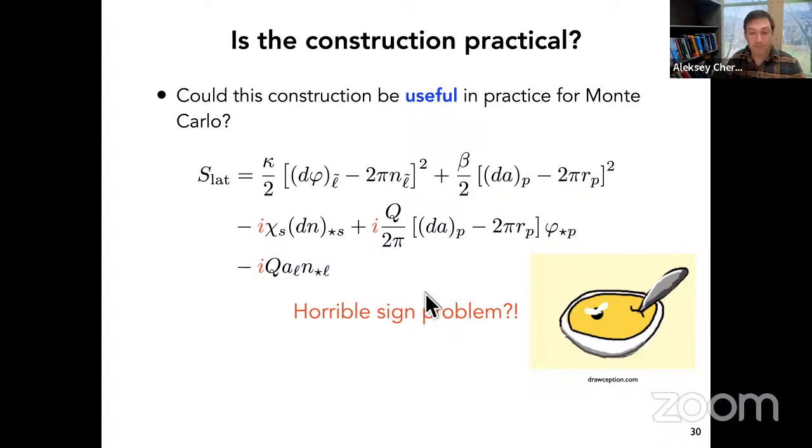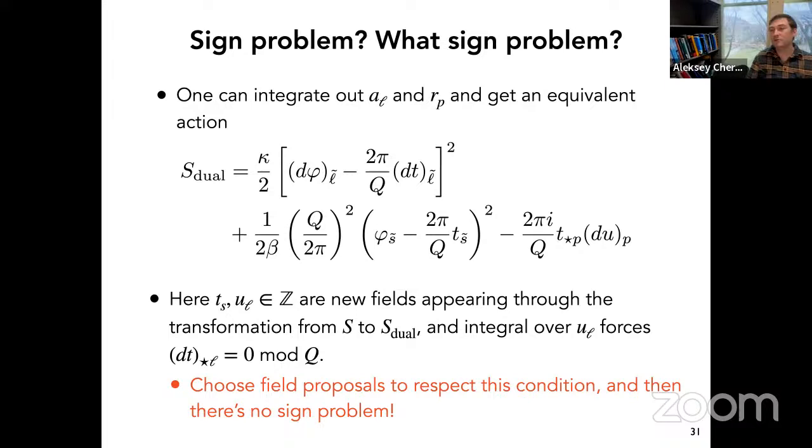There's a naively horrible sign problem which will prevent any kind of Monte Carlo calculation. But it turns out that this is a mirage. You can do a bunch of duality transformations in the lattice, which physically end up being equivalent to integrating out the gauge field in this particular case. And you get an equivalent action to what I wrote before. That's exactly equivalent. We do a bunch of identity transformations that make things look different, but nothing is really changing physically. That looks like this.